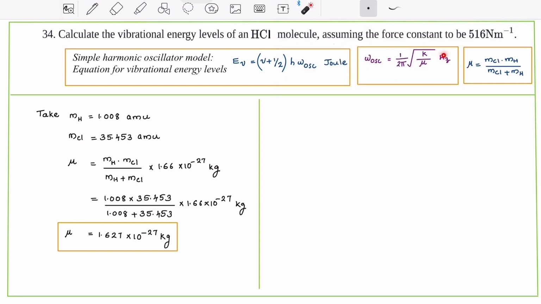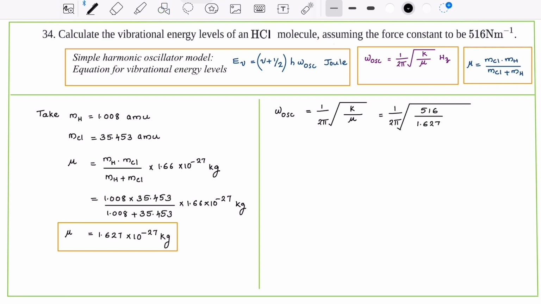Now let us find out the oscillation frequency omega oscillation, that is equal to 1 by 2 pi root of k by mu, where k is the force constant, which is given in the question as 516 Newton per meter, and the reduced mass is 1.627 into 10 raised to minus 27. Therefore, omega oscillation is equal to 1 by 2 pi root of 516 divided by 1.627 into 10 raised to minus 27. That is, the oscillation frequency is 8.963 into 10 raised to 13 Hertz.